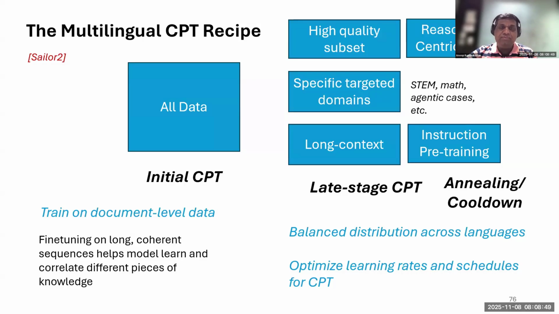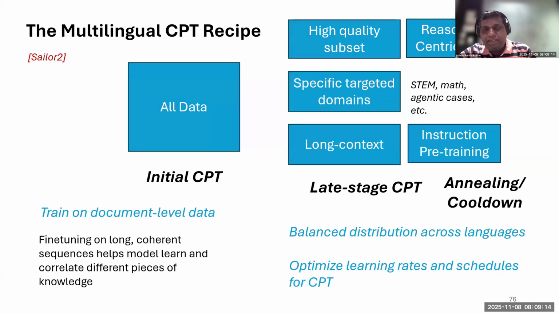So what do we want to do here? One, of course, we do the initial continual pre-training with all the available data, and typically you want high quality document-level data so that you can train on long coherent sequences and learn to correlate different pieces of information. We must ensure that there is a balanced distribution across all the languages we are interested in, if there are multiple languages we're dealing with.